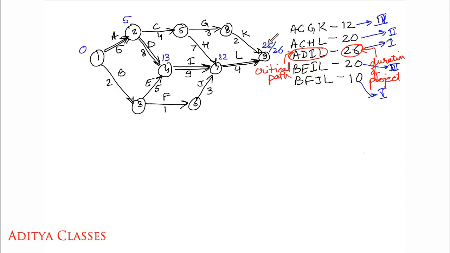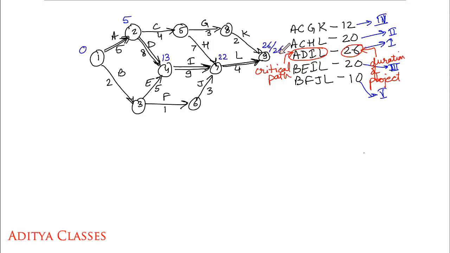This 26 was for the forward path. Now I am making a backward pass. In the backward pass, I have to finish by 26. 26 minus 4. See, in the forward pass I was adding the durations: if I start at 0, I'll be there at 5; if I start at 5, I'll be there at 13. But this time I'm backtracking myself. It is a reverse pass, a backward pass.